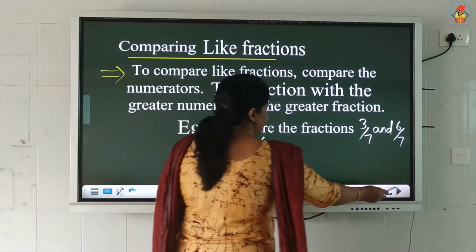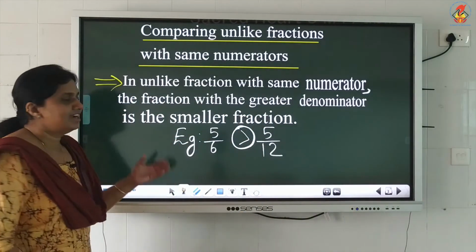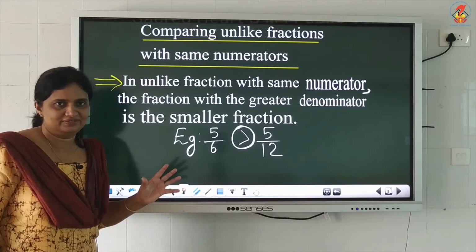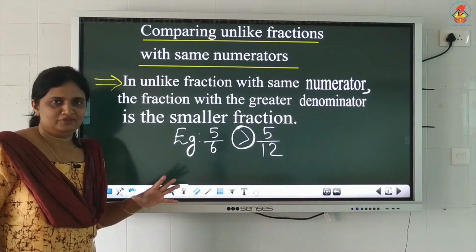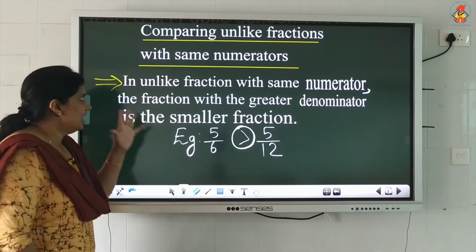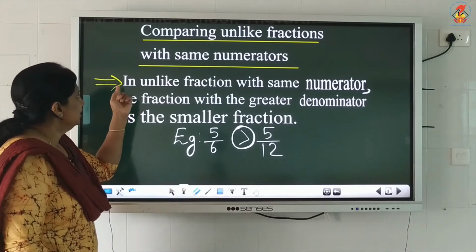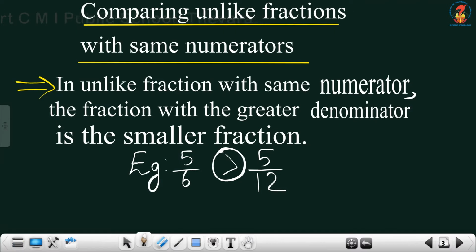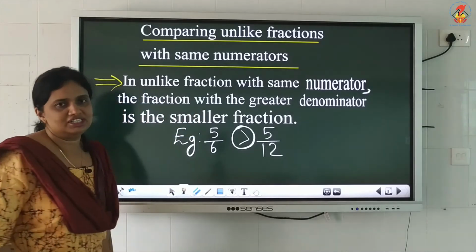Then, next one is comparing unlike fractions. It is something different. You need to study it, and I will tell you how to do this. This one is comparing unlike fractions with the same numerators. That one is easy for you. Same numerators, right? And how can you compare? In unlike fractions with the same numerator, the fraction with the greater denominator is the smallest fraction.